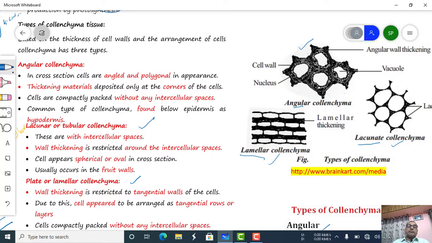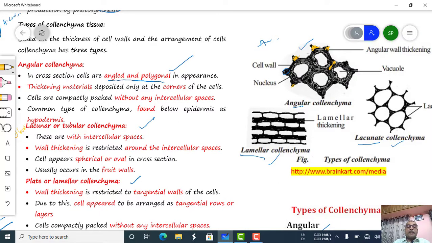Just see the angular one. In cross section, these cells are angled and polygonal in appearance. Thickening material is deposited only at the corners of the cell. Suppose this one is the cell, then this one will be the deposited material. So this is the region where the collenchyma is present, at the corners.